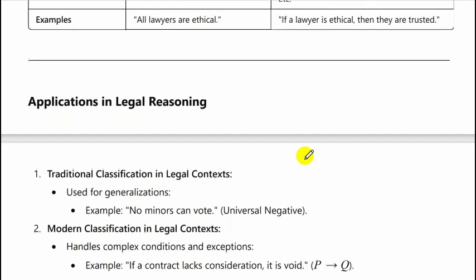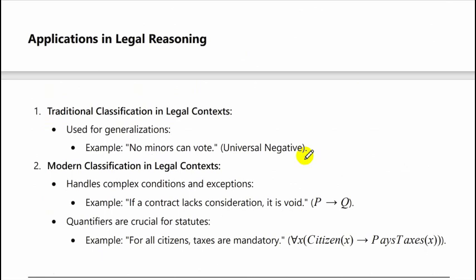All right. How do we use this? What are its applications in legal reasoning? Traditional classification in legal context is used for generalization. Example, no minors can vote. This is a universal negative. This is E proposition.